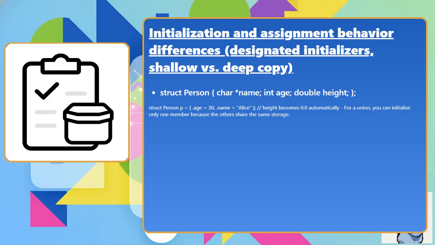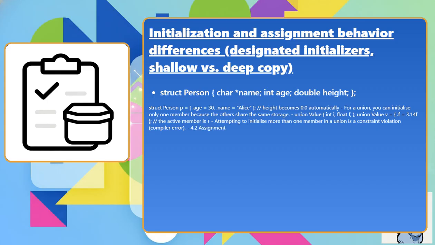For a union, you can initialize only one member because the others share the same storage. union value { int i; float f; }; union value v = { .f = 3.14f }; the active member is f. Attempting to initialize more than one member in a union is a constraint violation, a compiler error.